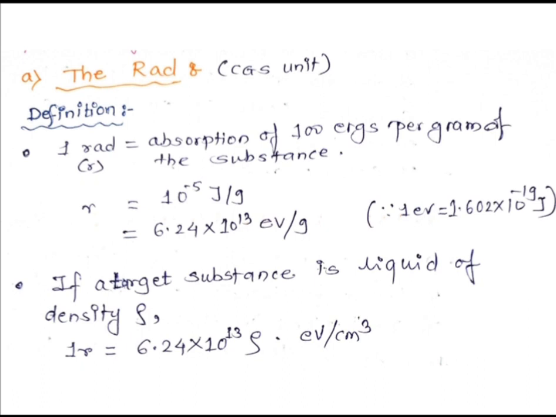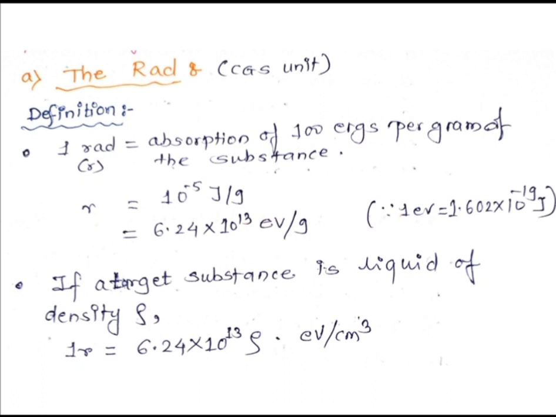So 1 rad is equal to 100 ergs per gram, and that will be converted into joule. Then the value will be 10 raised to minus 5 joule per gram, and when we convert it into electron volt per gram, the value is 6.24 into 10 raised to 13.